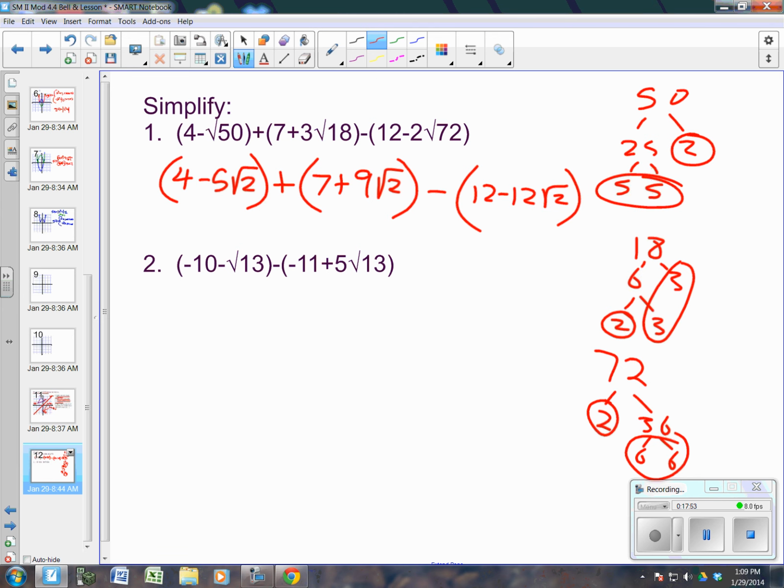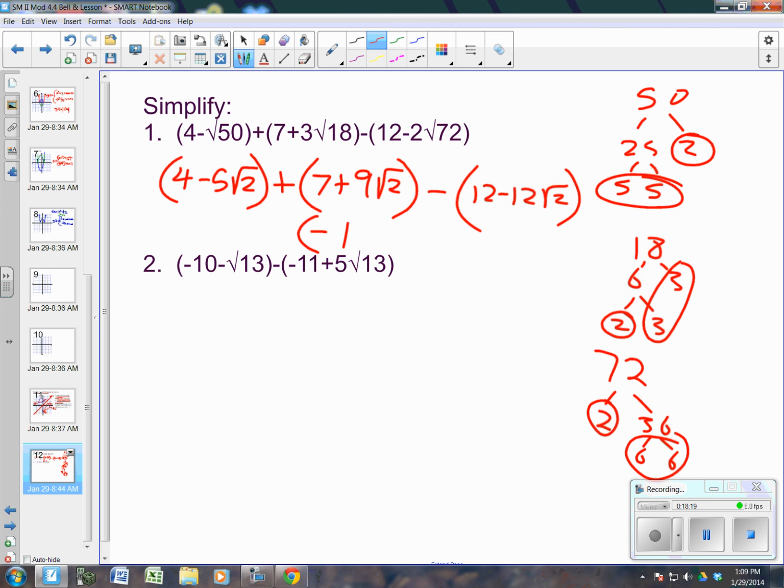And then what we do is we go through and we combine. We have a 4 plus 7 is what? 4 plus 7 is 11 minus 12. So negative 1. Then right here we have a negative 5 root 2. These are all root 2s. We can add them together. Negative 5 root 2 plus 9 root 2. All we do is add negative 5 and 9. What does that make? 4 root 2.